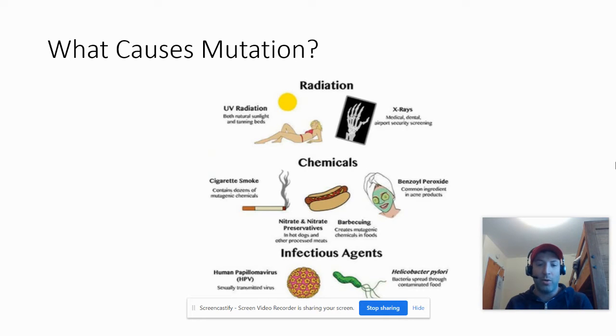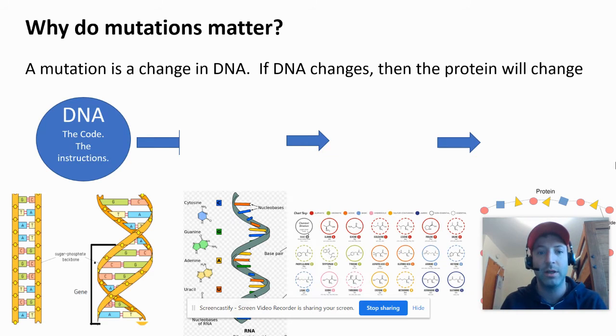Now what causes mutations? Well, in general, things in the environment cause mutations. And some of those things are radiation, chemicals, and infectious agents. All of these things can cause mutations. Now let's get into material associated with the learning objective. Remember, if mutation is change, today we're going to talk about types of mutations.